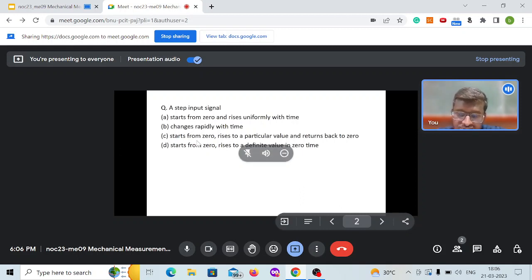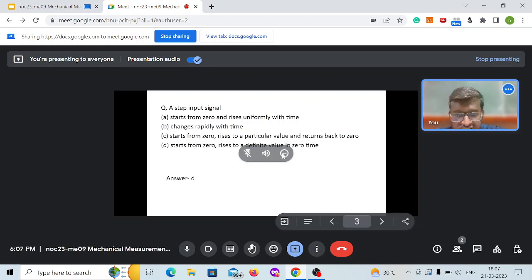Then C: starts from 0, rises to a particular value and returns back to 0. So it's basically like a rectangle, which rises and then falls back to 0. And D: starts from 0 and rises to a definite value in 0 time. So the answer is D.